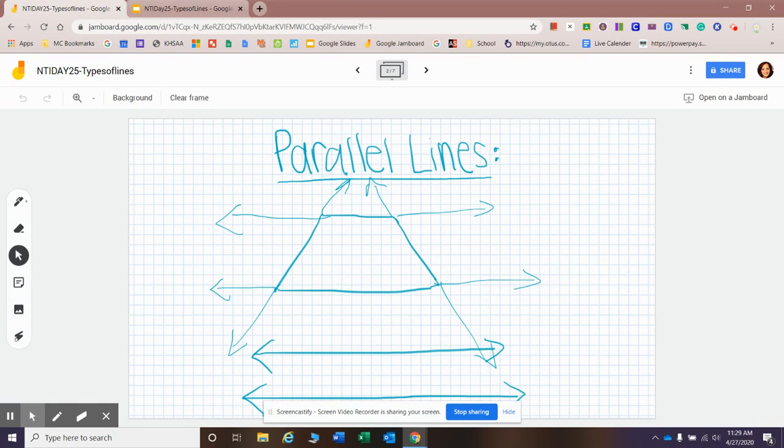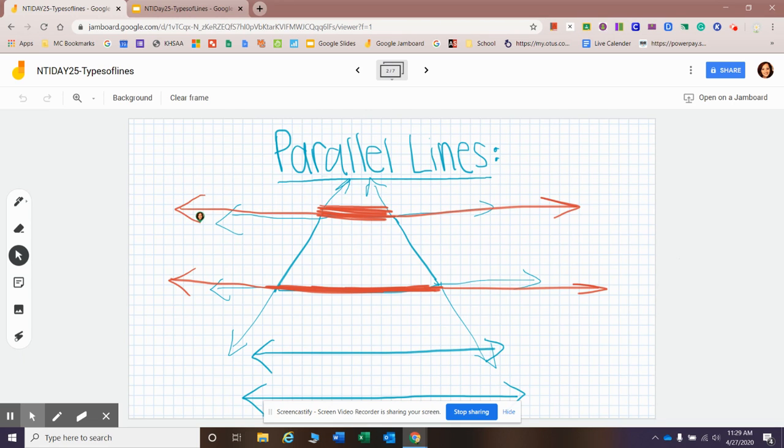So if we were to look at this shape, we'd know the parallel lines are this line and this line. Because look, they go on forever and ever, and they're never going to meet each other. Okay, so the important thing to know, parallel lines, they never meet. All right, next type of line.